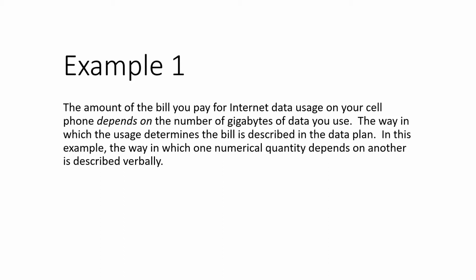The thing that depends on something else is the output. And the thing that it depends on is the input. So in this problem, the amount of the bill would be the output or the range. And the number of gigabytes would be the input or the domain.